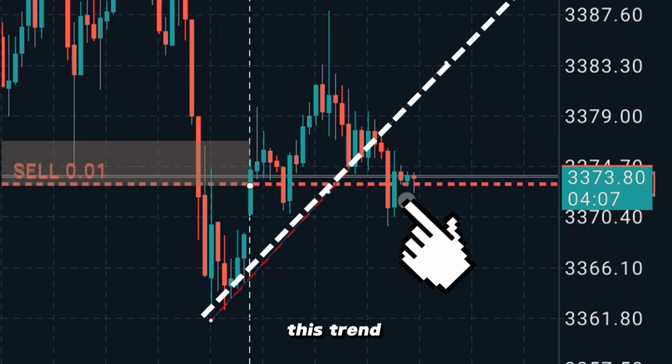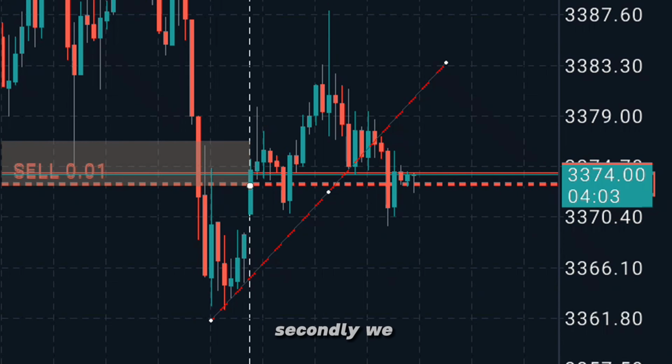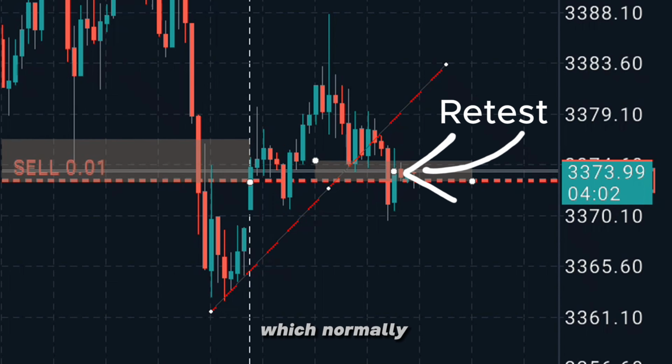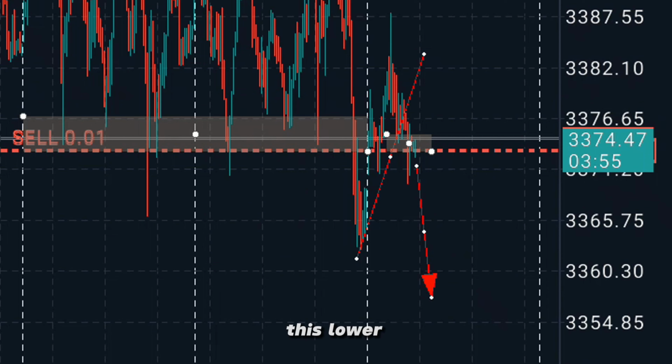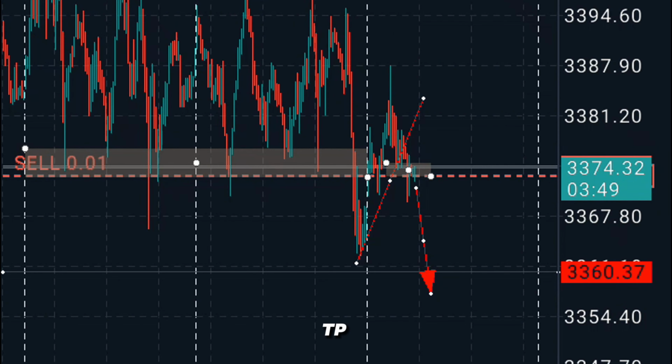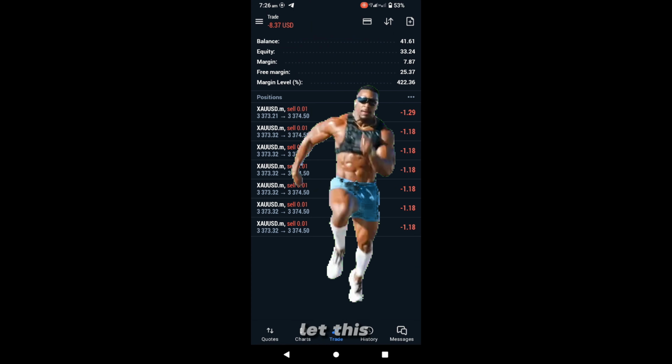First is this trend line breakout. Secondly, we have a retest, which normally has a possibility for a sharp entry. Now I will target this lower area as my safe TP. I'll step away and let this run.